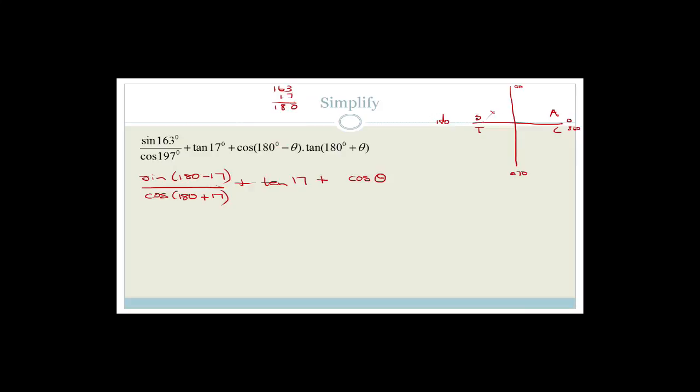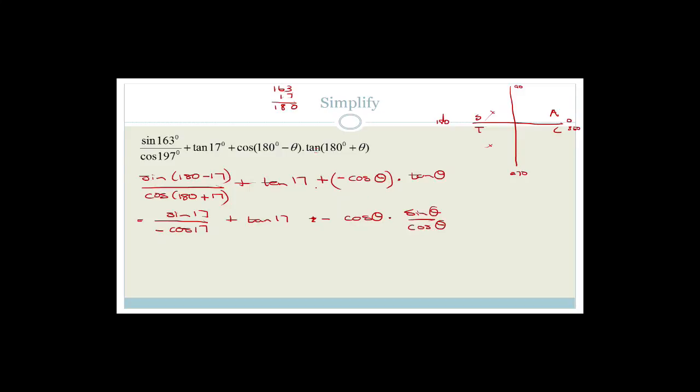However, because this is now in the second quadrant and cos is negative, it becomes minus cos theta, multiplied by tan of 180 plus theta, which means it's going to be in the third quadrant, and tan just becomes tan theta. Now let's see if we can make this easier. Sine of 180 minus 17 is the same as sine 17. And we've just spoken about cos of 180 minus theta. Now let's talk about cos of 180 plus 17. That's going to be in the second quadrant, and the only thing positive in the second quadrant is tan. So this becomes negative cos 17 plus tan 17 plus, actually minus, cos theta multiplied by sine theta over cos theta.